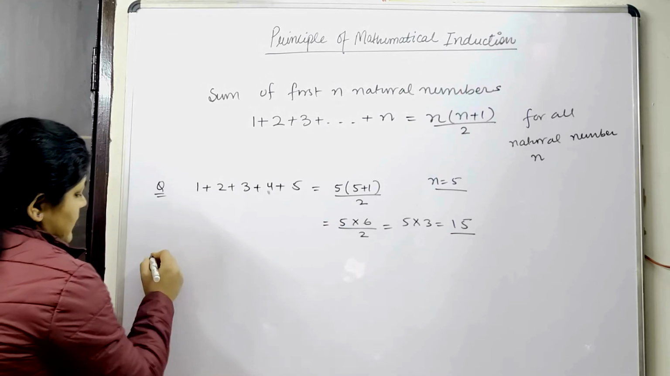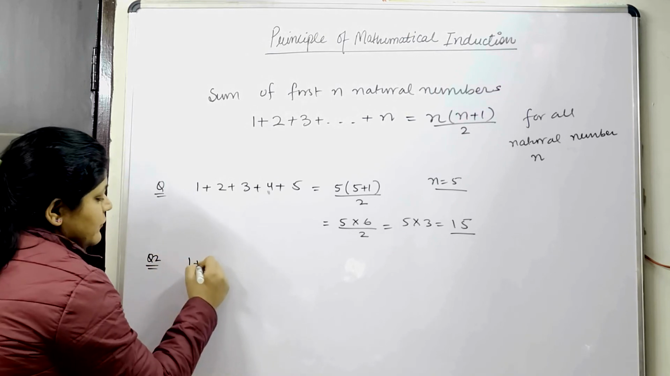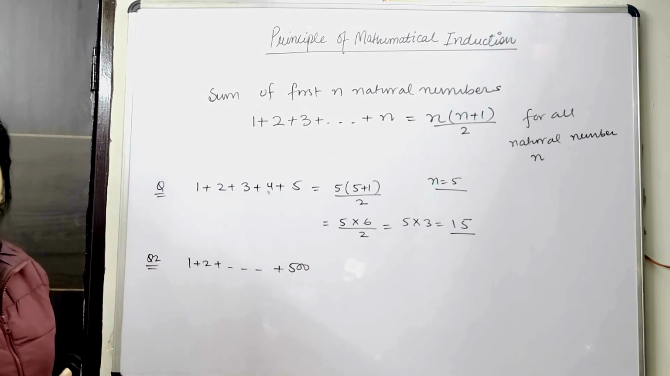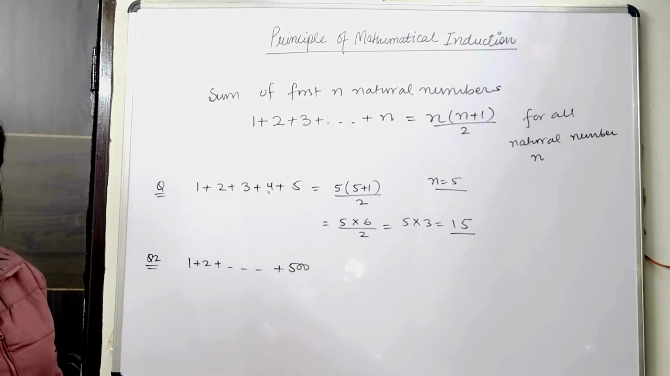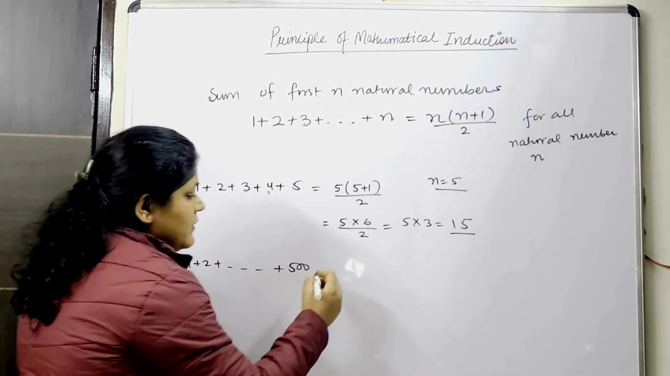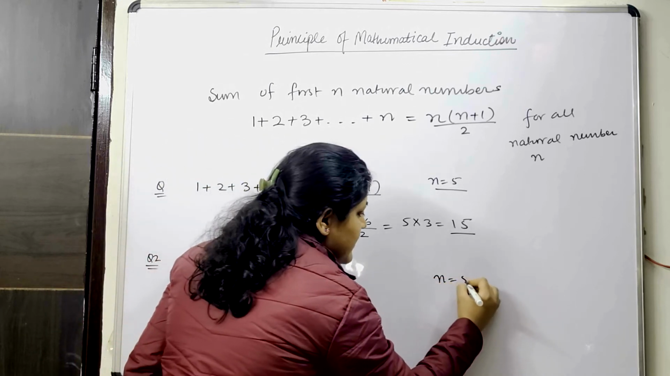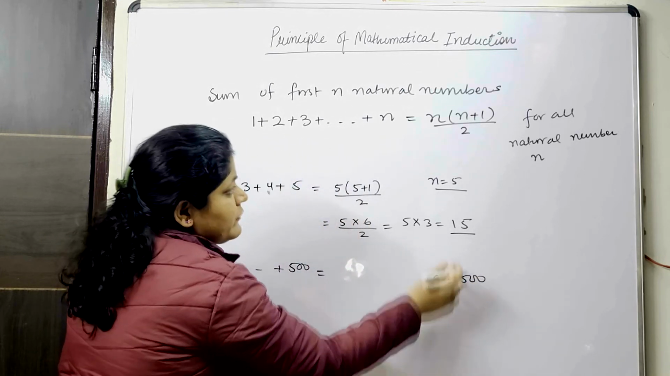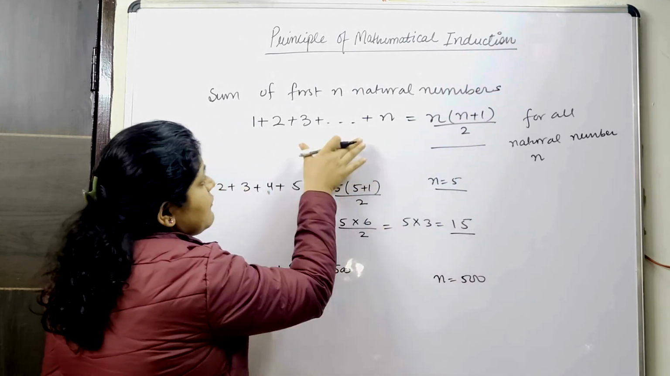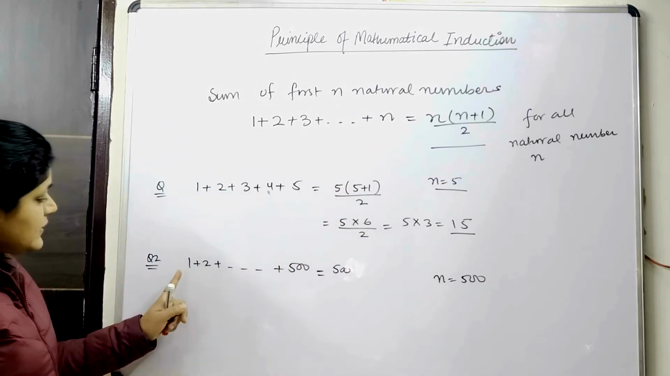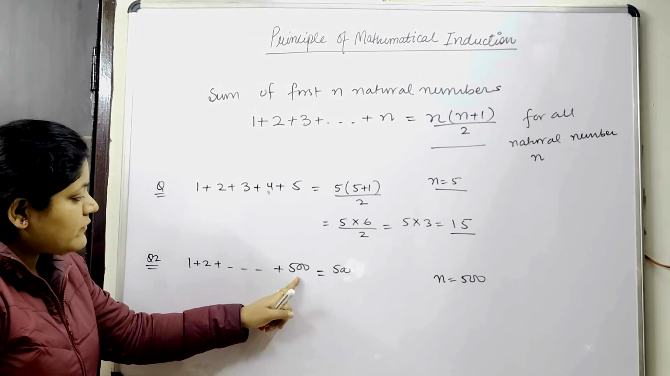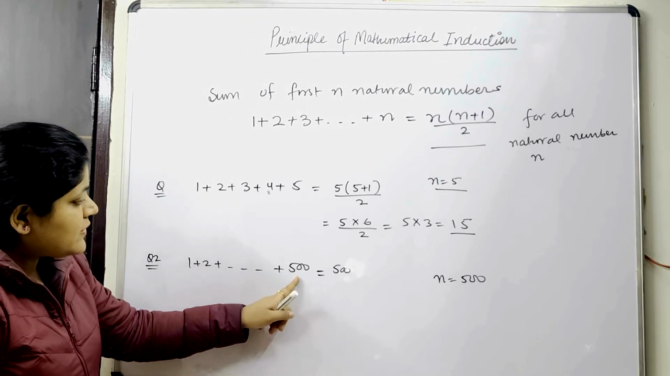For example, suppose we have to find the sum of the first 500 natural numbers. Is it possible to add this many terms? In that case, if we have this formula, then the sum is easy. We can just put the value of n. Here n is 500, so just substitute the value of n in this formula. We have to find the sum of the first 500 natural numbers, 1 plus 2 plus up to 500. That means the value of n here is 500.